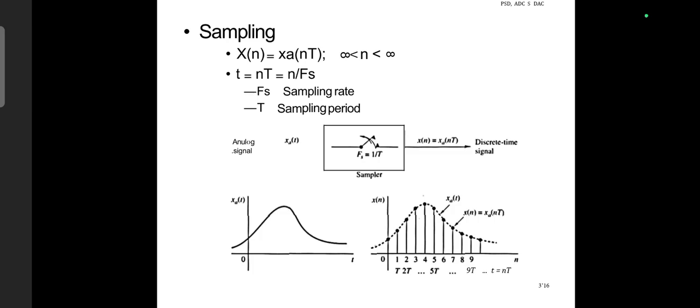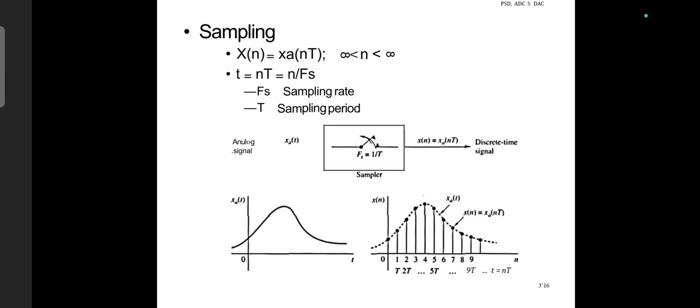Let us understand this process using the diagram shown on this slide. Initially, we have an analog signal represented as x of t. The analog signal is continuous both in time and amplitude. After sampling, we obtain a discrete time signal represented by samples such as x of n. At this stage, the time variable becomes discrete, but the amplitude can still have continuous values.